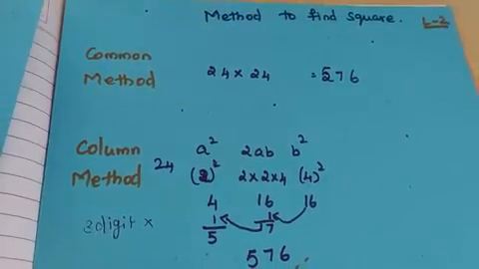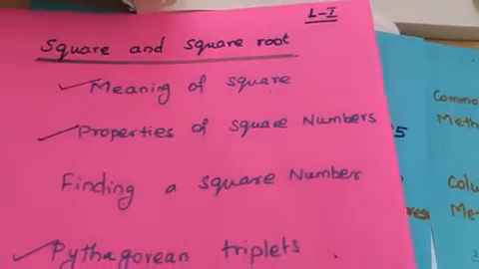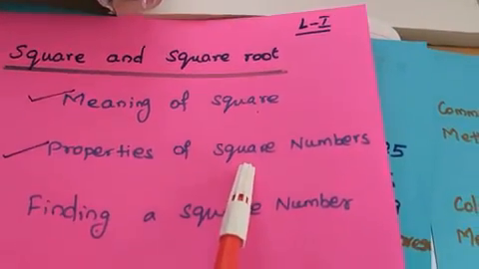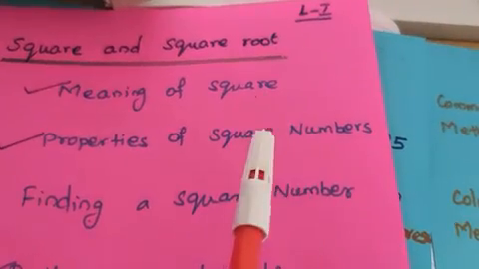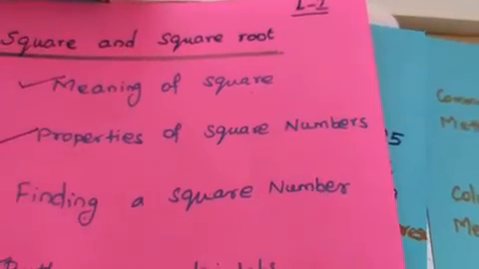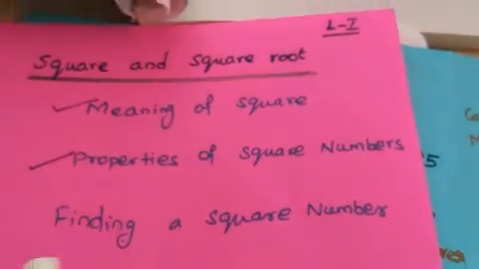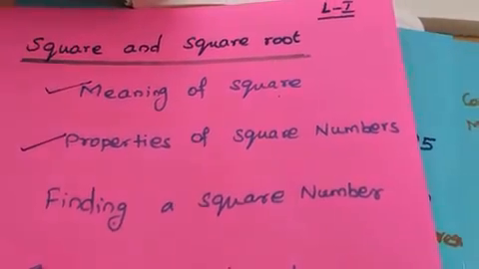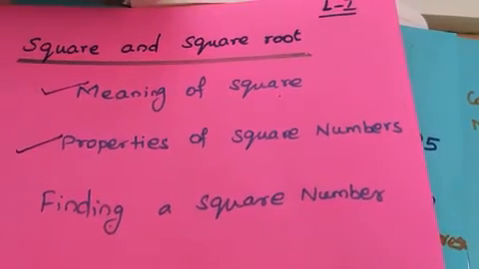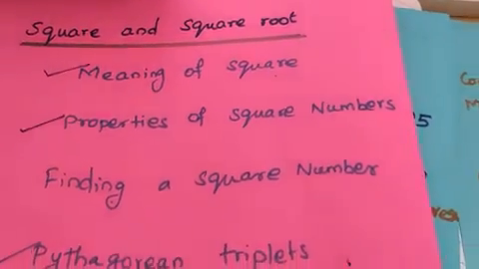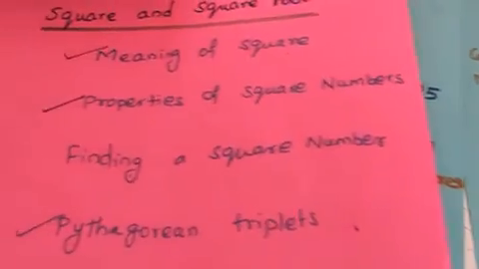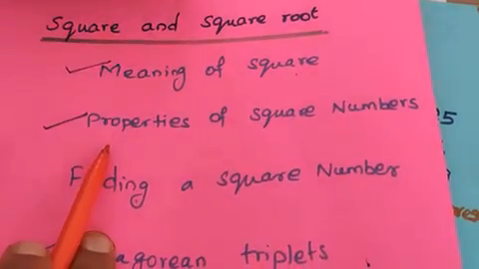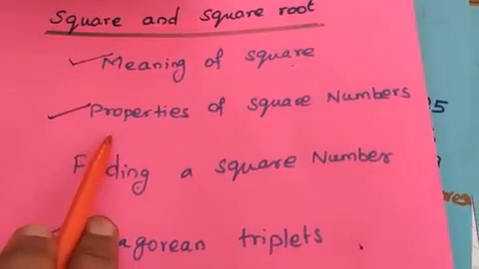In my last lecture, the first lecture, I discussed the meaning of square and the properties of square numbers, and together we solved exercise 6.1 also. Each and every property I explained, and together we solved the exercise related to that property. Now we are going to see the next thing. The meaning of square we have seen, the properties of square numbers we have seen, and we solved the exercise also.